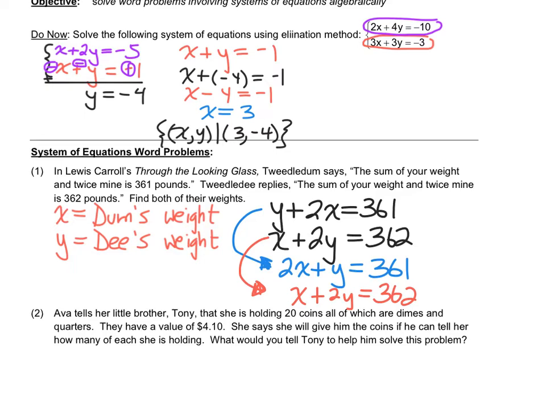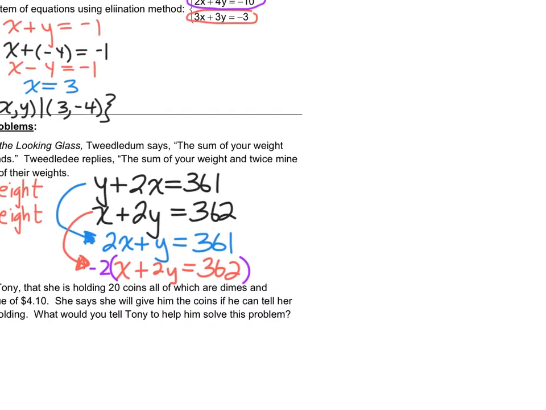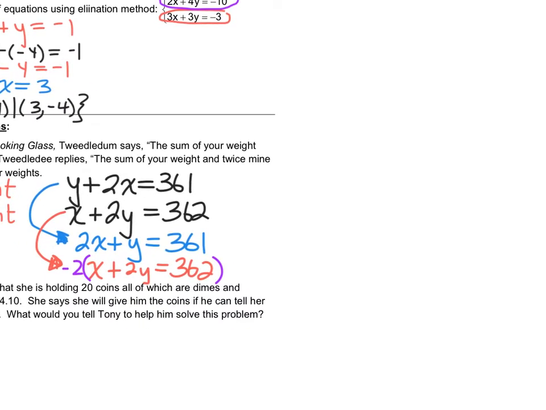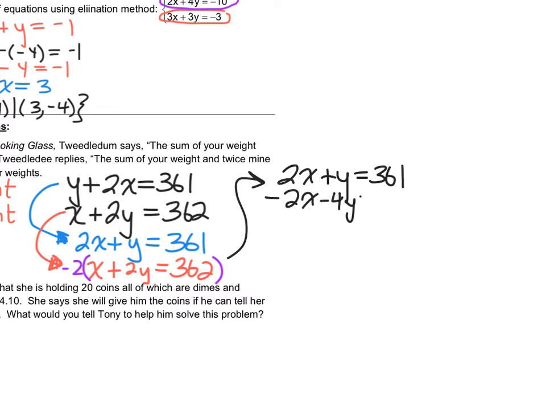Now, it's a good system because all I'd have to do is multiply one of the equations. Let me get rid of that squiggly bracket. It's making a mess. Multiply one of the equations by -2, and I'll have a pretty good looking system here. So I'd be looking at, I'll rewrite 2x plus y equals 361, and then negative 2x, that would be minus 4y, equals negative 724.